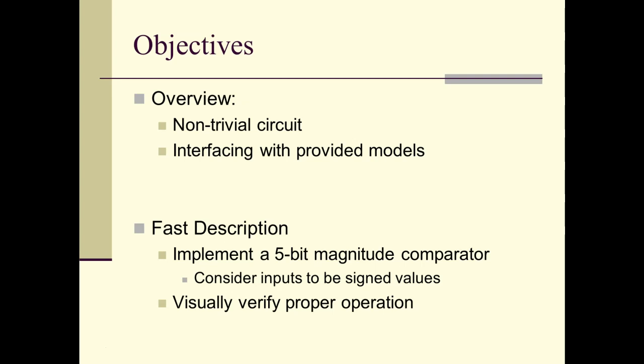So it essentially implements a 5-bit magnitude comparator, and the implication here is that the inputs are signed numbers. Now the previous comparator we designed, the implication was it was unsigned numbers. We didn't really state that, but that's the issue. If numbers are signed, that means we can take the magnitude of them, and it makes for a more interesting problem. And eventually we're going to verify the circuit works by just visually verifying it.